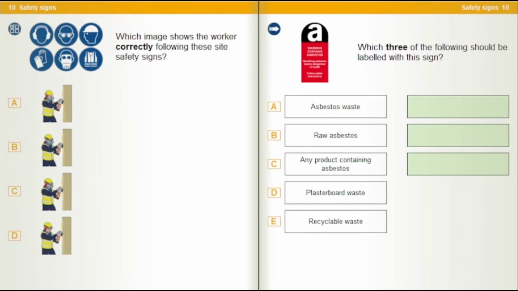Which image shows the worker correctly following these site safety signs? Which three of the following should be labelled with this sign? Asbestos waste. Raw asbestos. Any product containing asbestos. Plasterboard waste. Recyclable waste.